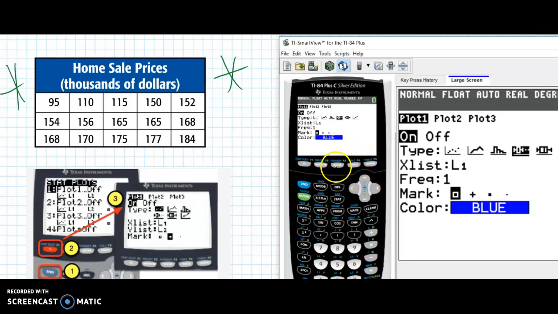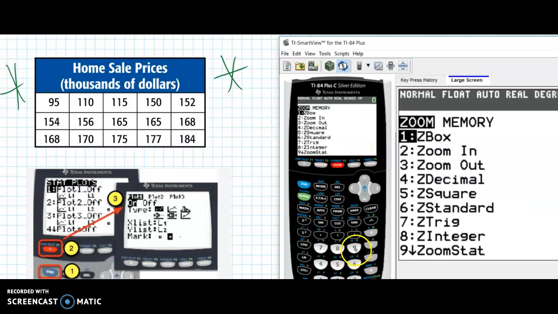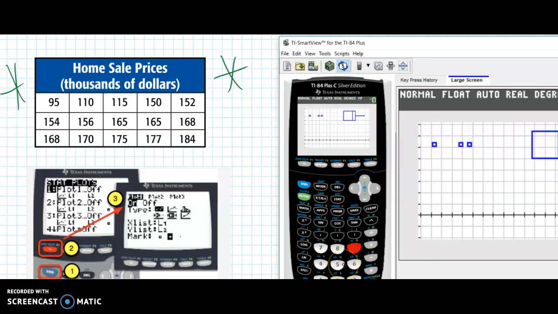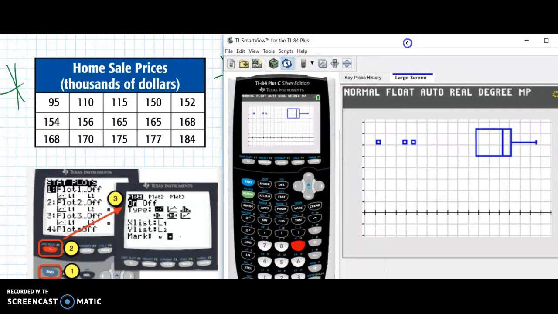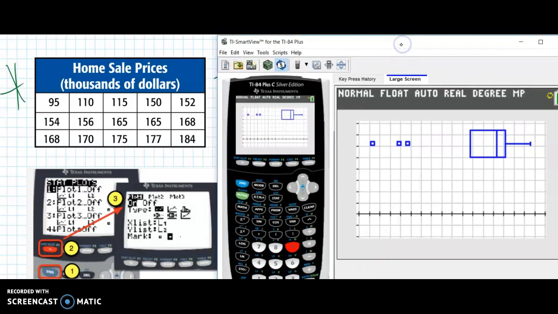And then go ahead and go to zoom. Remember, zoom 9 is zoom stat, and that'll make it fit perfectly in your grid. We'll get it over here so you can see it. This one shows you the outliers, which is kind of nice. So you know right here that you have 3 outliers. These 3 outliers are on the left.